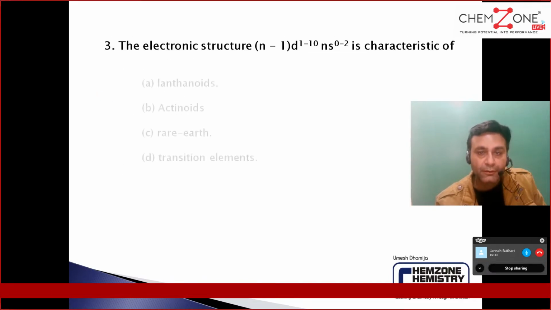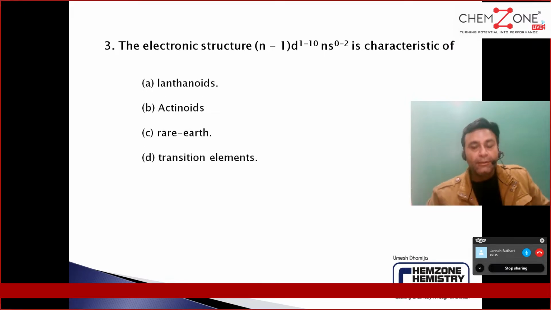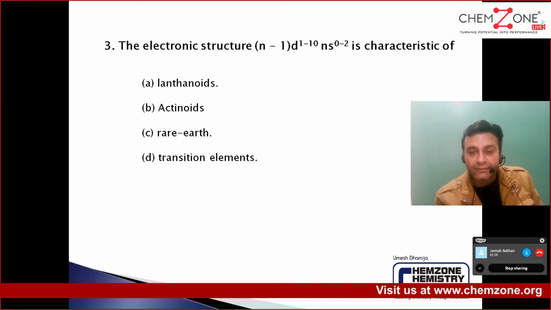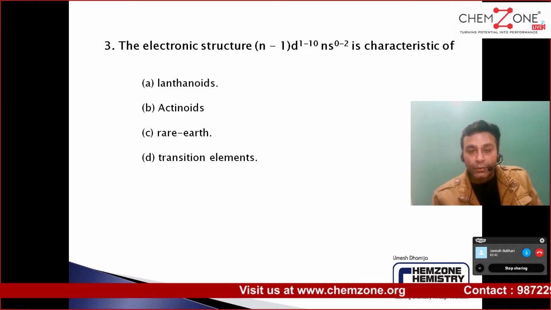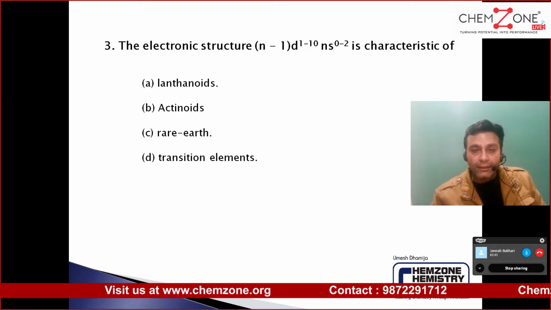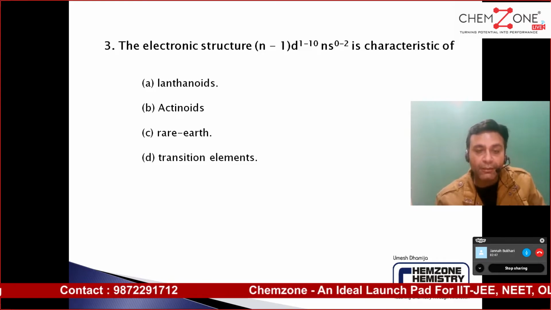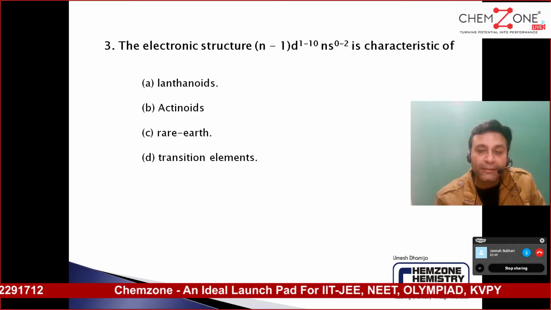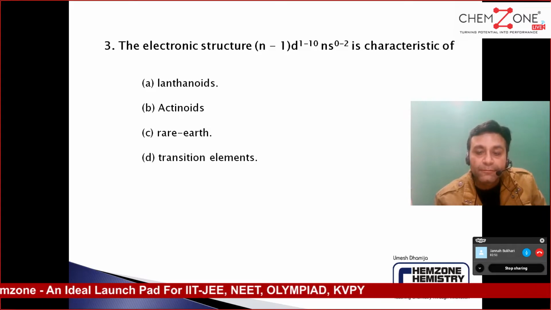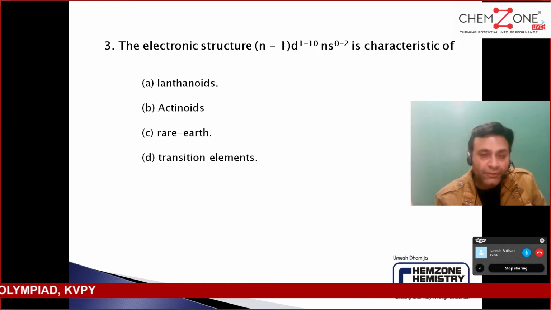Here is the electronic configuration (n-1)d1 to 10 ns0 to 2. It is a characteristic of which type of elements: lanthanoid, actinoid, rare metals, or transition elements? Do you remember this, or should I discuss it in detail?